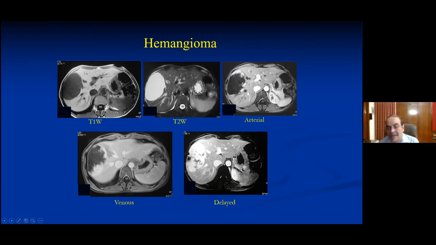Now, this may not happen completely. The fill-in may not be complete in very large hemangiomas, the giant hemangiomas, because the center of the lesion may undergo fibrosis or thrombosis, and then the whole lesion will not fill up. So there are, of course, exceptions to this common garden variety appearance of a hemangioma that I'm trying to show here.